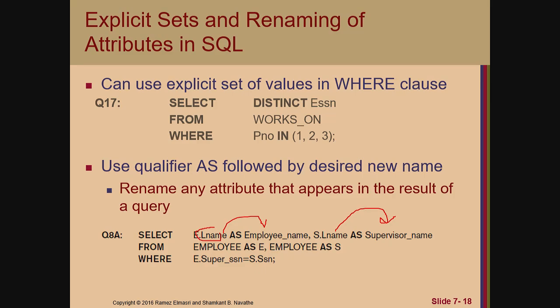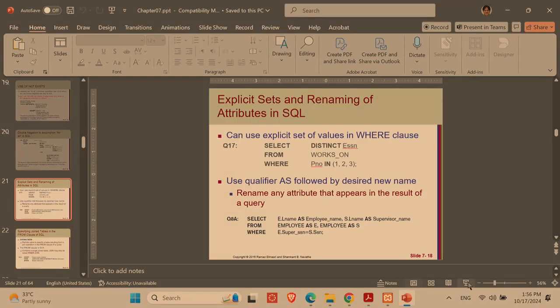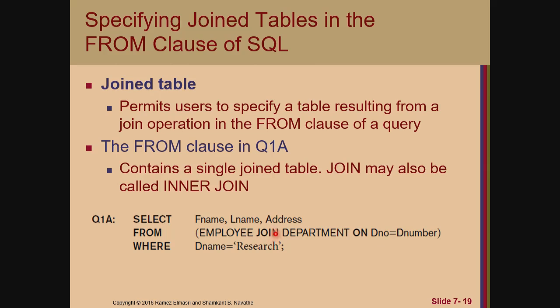Let's use this one. The join creates a new set of data. This one is employee join with department on DNO equal department number. So two tables are joined together as one table. And then we select the data where the department name equals Research from the new one, and show the first name, last name, and address.